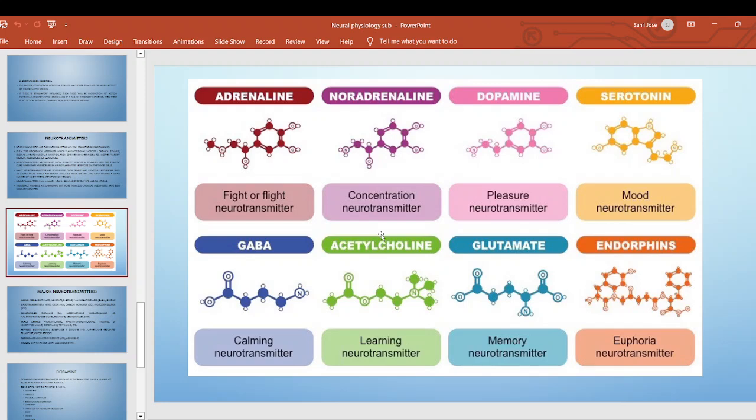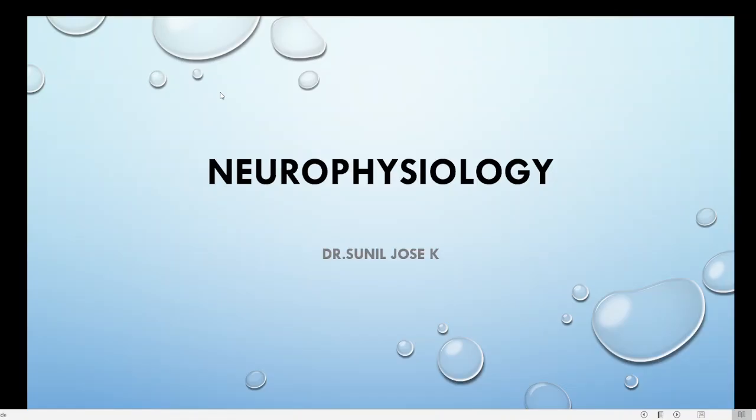Okay, here you can find the different types of neurotransmitter. If there is any mistake with your spelling, you can correct that also. So these are the various types of neurotransmitter.